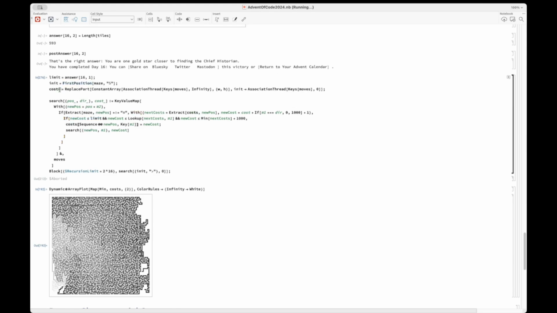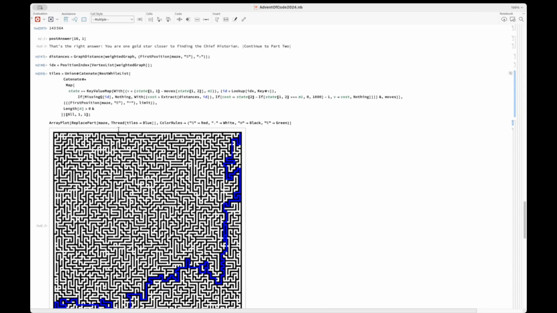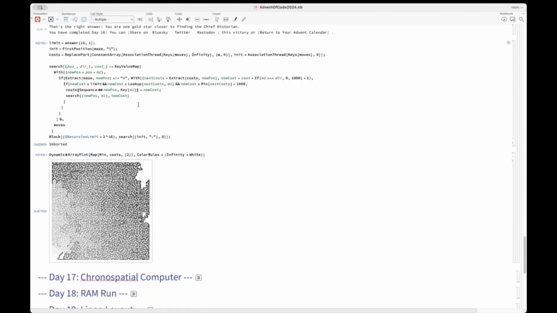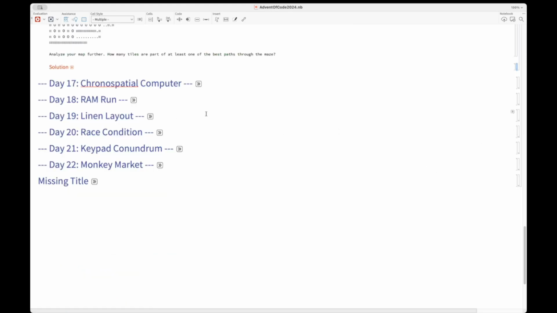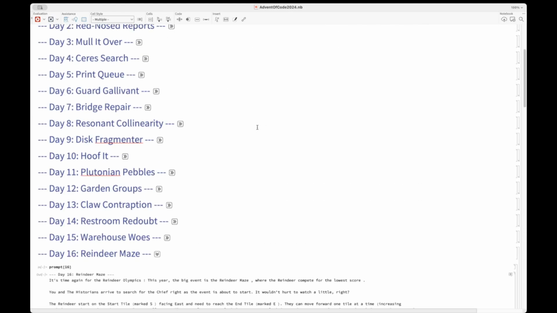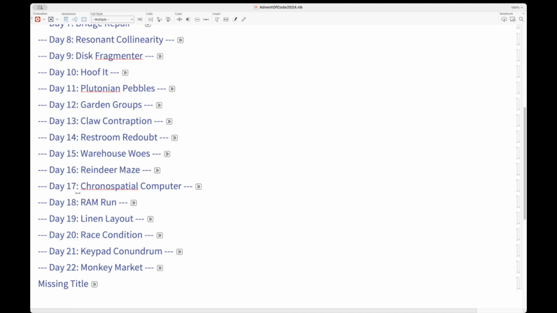Then you're just filling up the costs, which is the array of all costs for each point in the maze. The animation is pretty slow, and this kind of exploration was too slow. I don't know, this was a much faster version of it. Anyway, so that's the reindeer maze. All right. Okay, day 17.